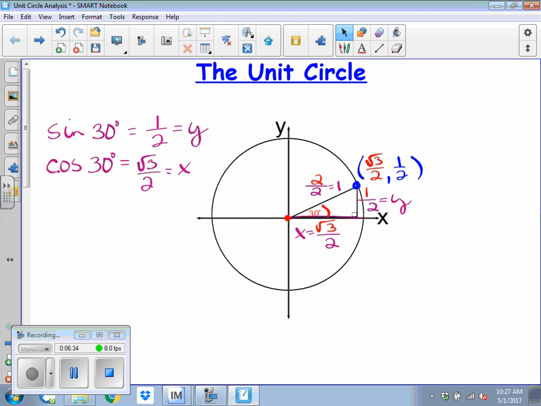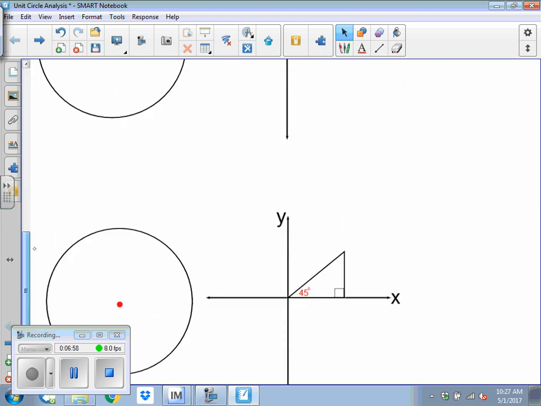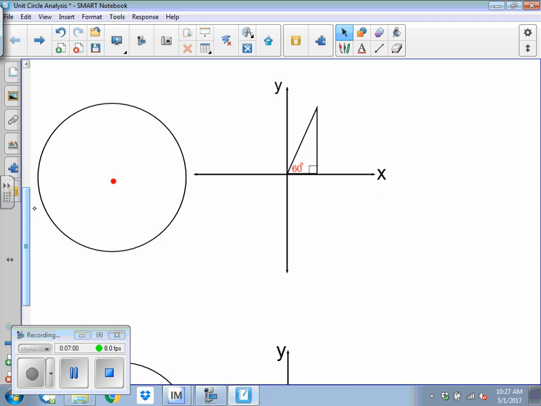Because in the unit circle, the radius is 1, your hypotenuse is 1. So when you do cosine, that's the opposite, that is my y value over 1. Sine is the adjacent, that is my x value over 1. Y'all with me? Let's go down and let's do, I'm going to jump to, let's do the 60-degree one.